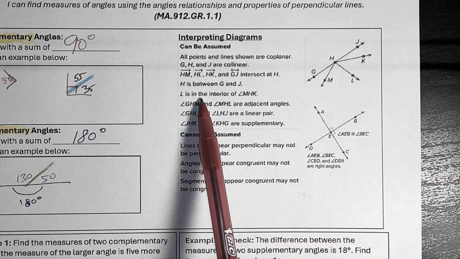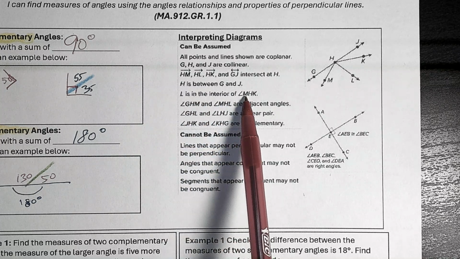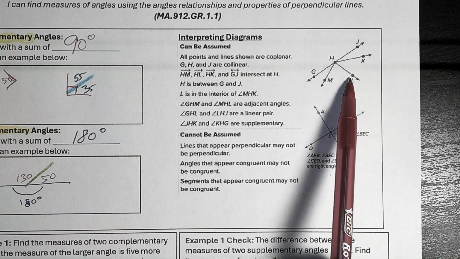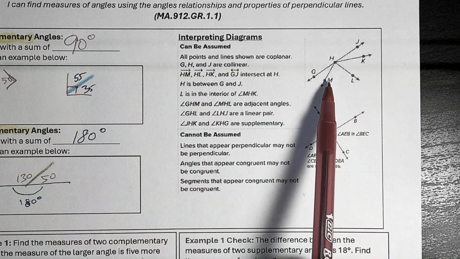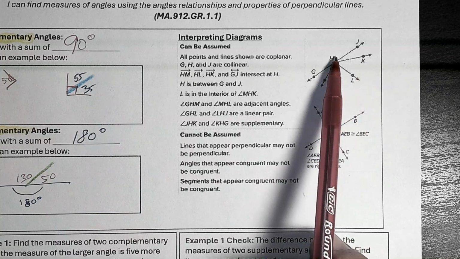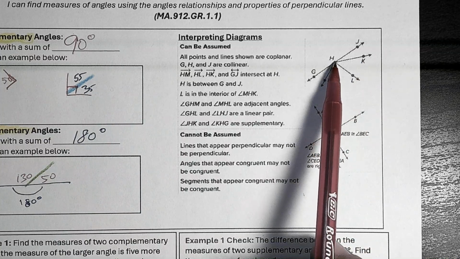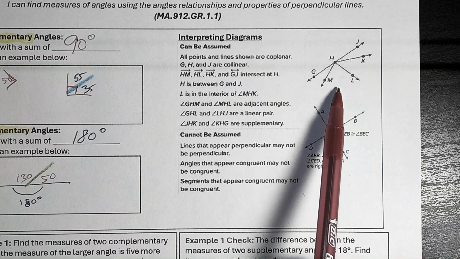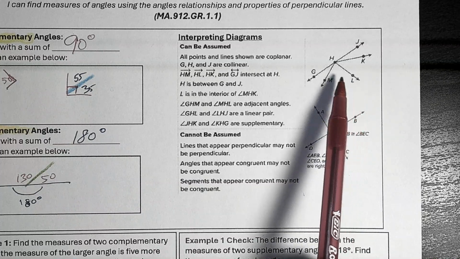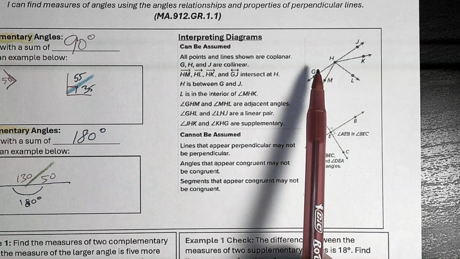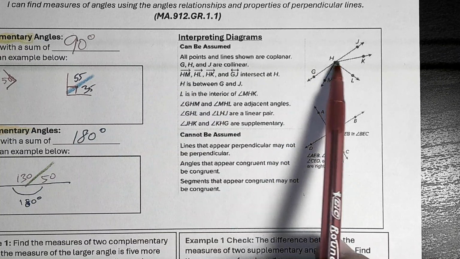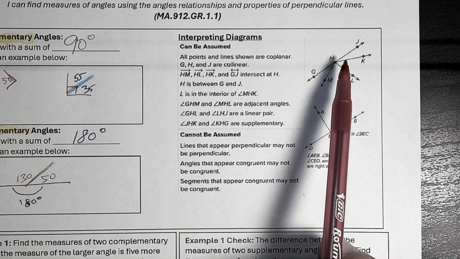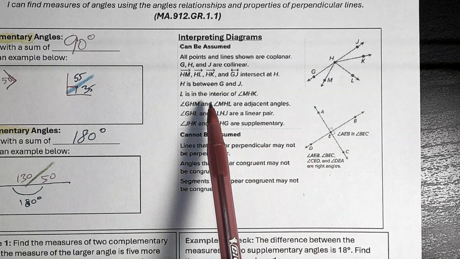And L is in the interior of angle MHK. So MHK. And you see L is in the interior of this. We don't count M, H, or K because those make up the angle. They're on the line segments that make up the angle, so they're not on the interior, they're on the angle themselves. L would be in the interior. It doesn't say this, but if you're talking about this angle, then G and J would be exterior to this angle.